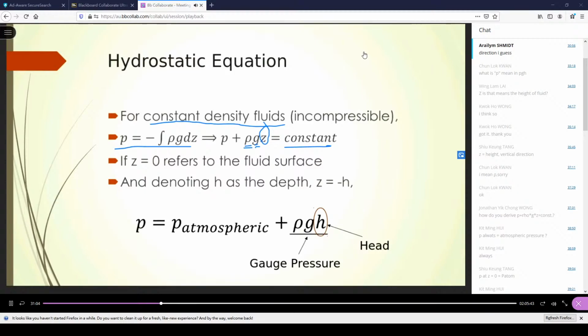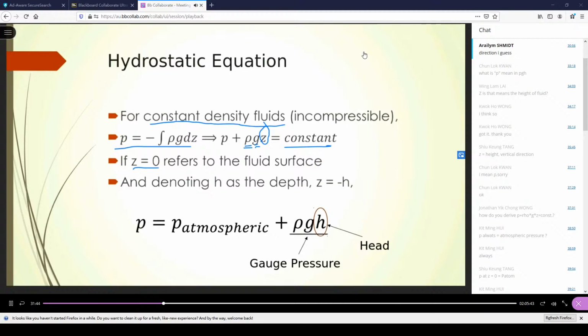Okay, let me finish this one, and then I will pause a little bit. So Z here is height. Pressure plus rho g Z equals a constant, and so what is this constant? It is very arbitrary. Usually if you are considering a fluid which is in touch with air or gas on the top, we will set Z equal to 0 at the fluid surface.